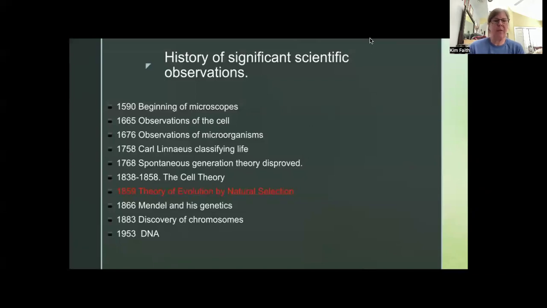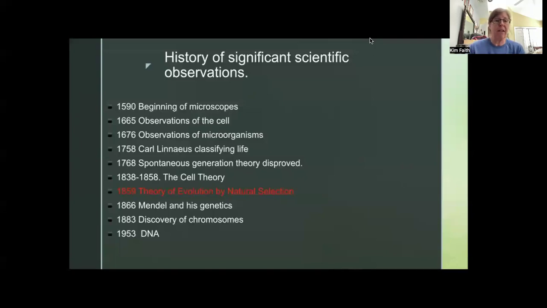So 1768 was when we realized that cells come from other cells, which led to the cell theory, and that life doesn't just magically appear. The cell theory does say that all living organisms are made up of cells, all cells come from pre-existing cells, and the cell is the fundamental unit of life.